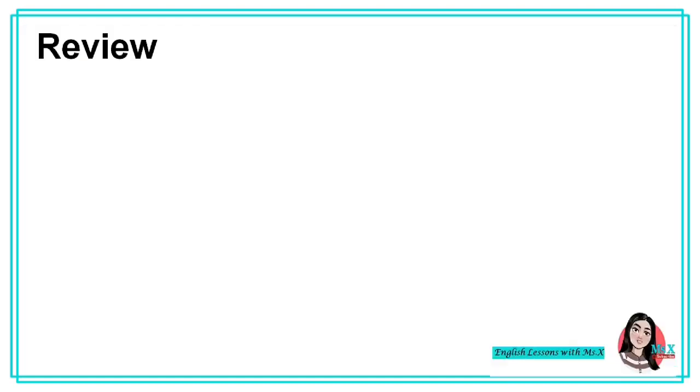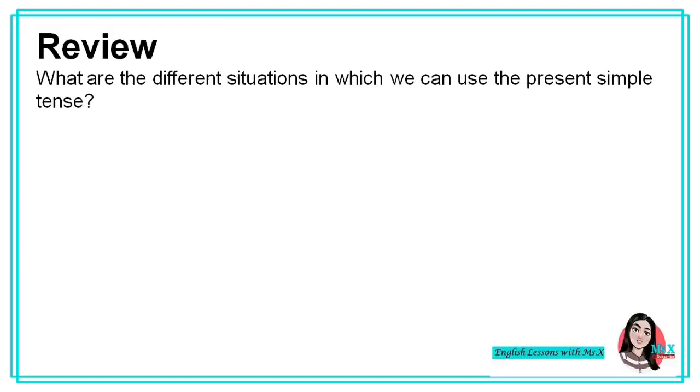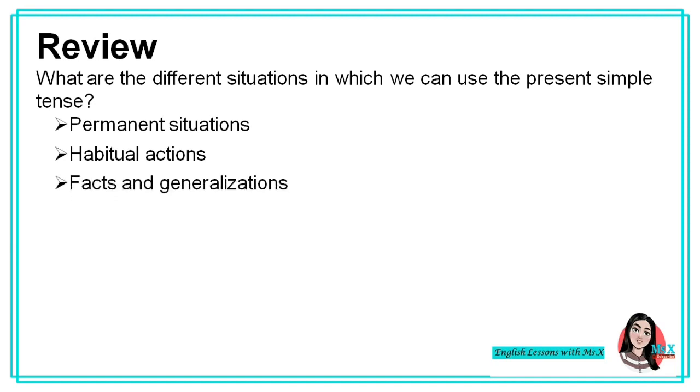Let's review. What are the different situations in which we can use the present simple tense? We can use this tense to express situations which are more or less permanent, to express habitual actions, facts and generalizations, and to talk about future when we are discussing a fixed schedule or timetable.